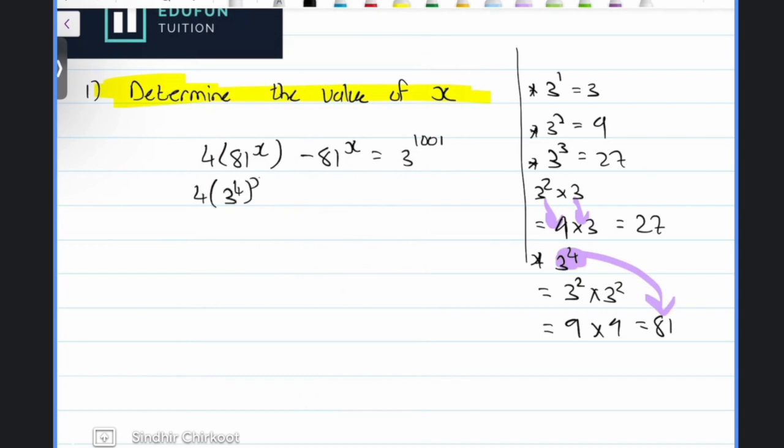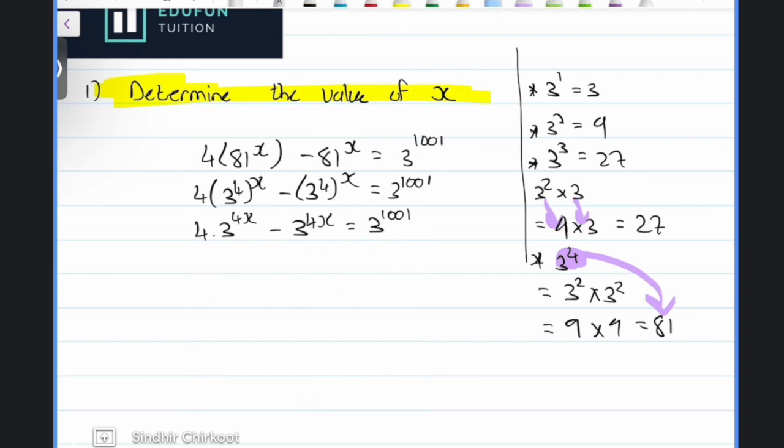So now that's what we're going to represent it as: 3 to the power of 4, to the power of x, minus 3 to the power of 4x, is equal to 3 to the power of 1001. Then we say the following. We are now going to have this as 4 times 3 to the power of 4x minus 3 to the power of 4x is equal to 3 to the 1001. Now what happens from here? Guys, this is where it's important.